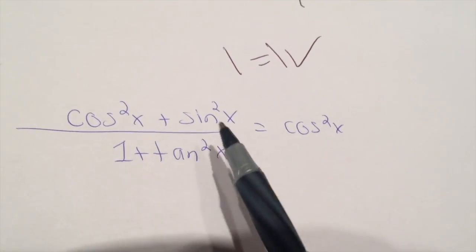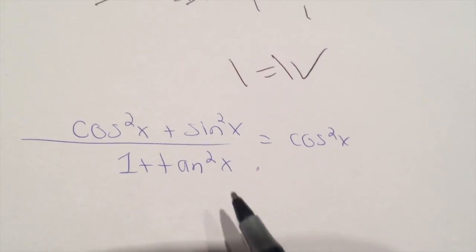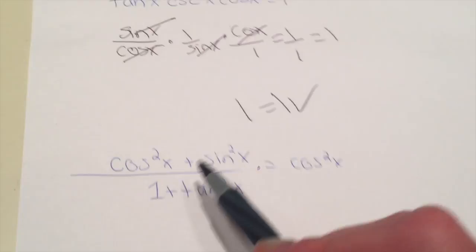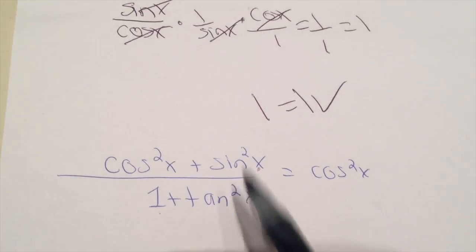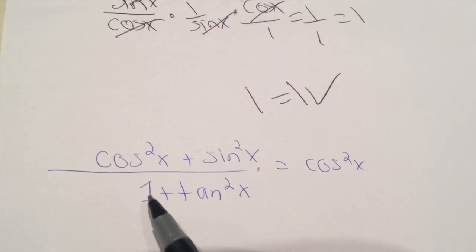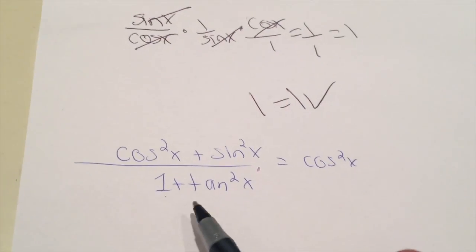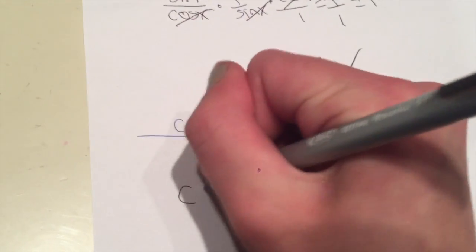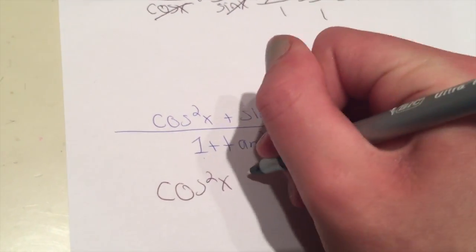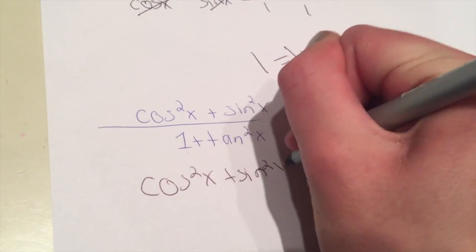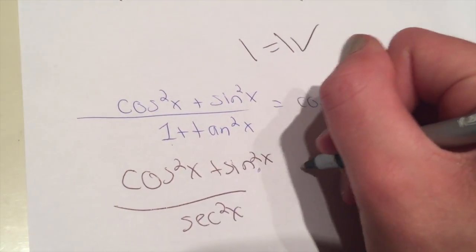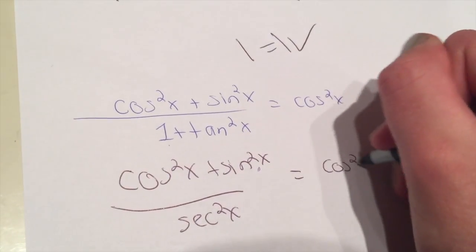Cosine squared x plus sine squared x over 1 plus tan squared x equals cosine squared x. Well, first let's start here, because this is the side that has more information. So 1 plus tan squared x can be changed to secant squared x by Pythagorean's identity. So let's write this out again. Cosine squared x plus sine squared x over secant squared x equals cosine squared x.